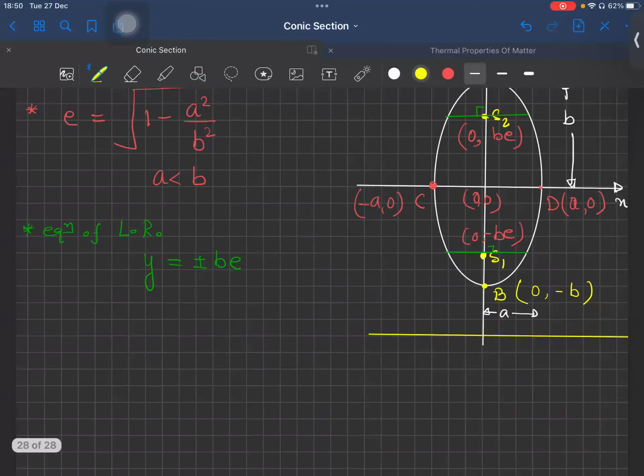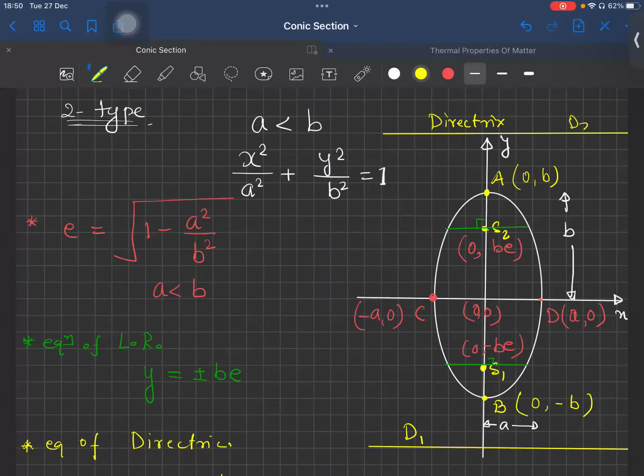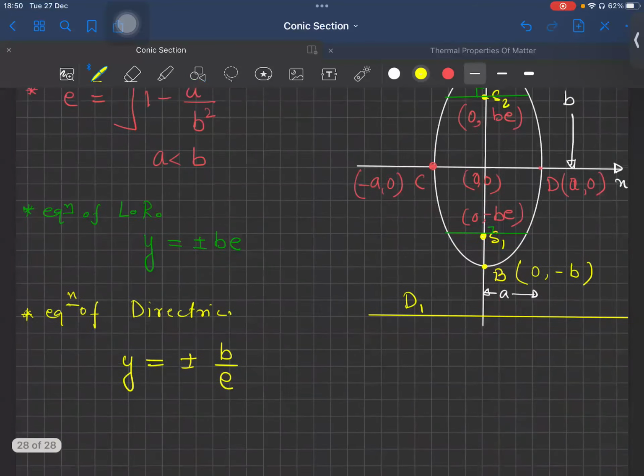So the equation of the directrix is y is equal to plus minus b upon e. Two directrices you have, d1 and d2. Okay, so the equation of the directrix is this, right?